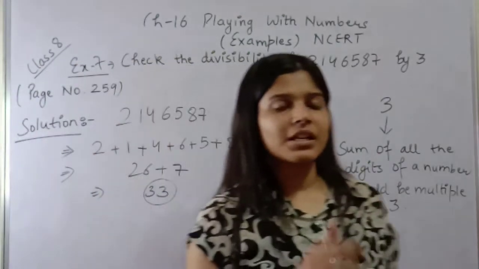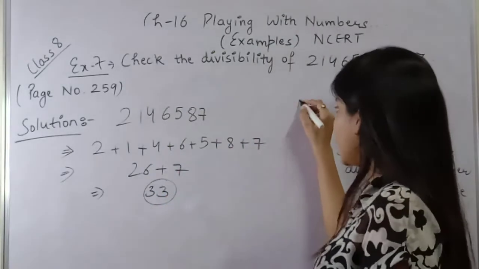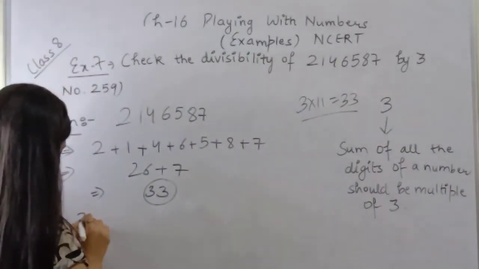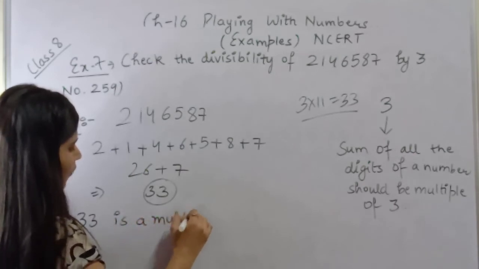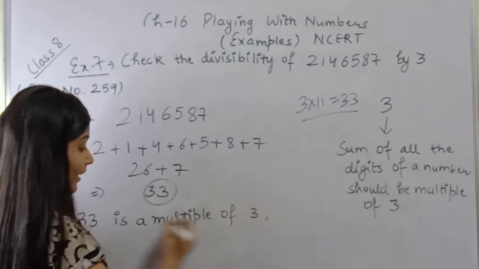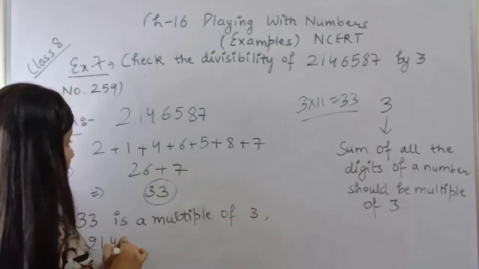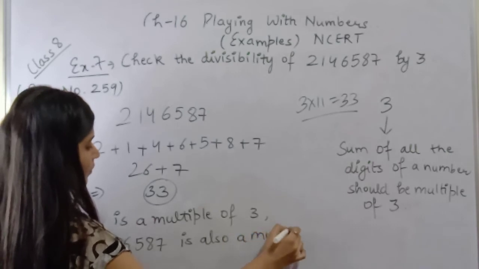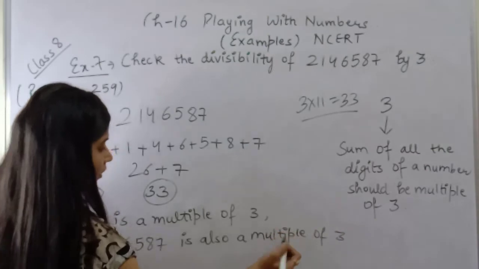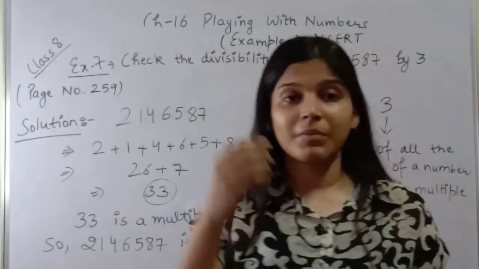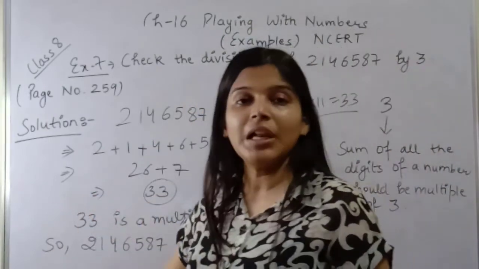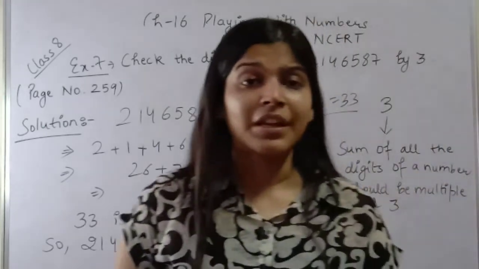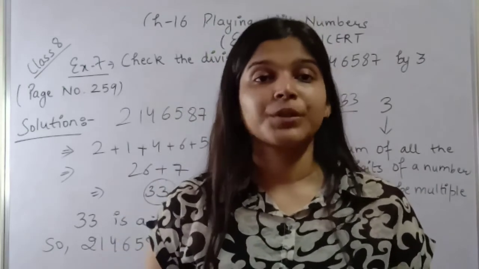33. So अब हमें चेक करना है, is 33 a multiple of 3? So yes, 3 into 11 होता है 33. ठीक है, so 33 is a multiple of 3, which means that 2146587 is also a multiple of 3. क्योंकि उसका सम 3 का मल्टीपल है, इट मीन्स दैट वो नंबर भी 3 का मल्टीपल होगा. ओके, सो आई डोंट थिंक देयर इज नीड टू एक्सप्लेन इट अगेन. बहुत इजी एग्जांपल था, एग्जांपल नंबर 7 in which we need to check the divisibility for number 3.